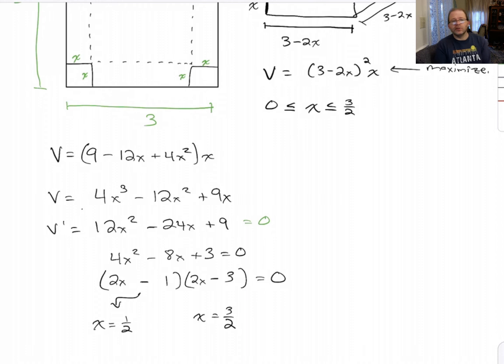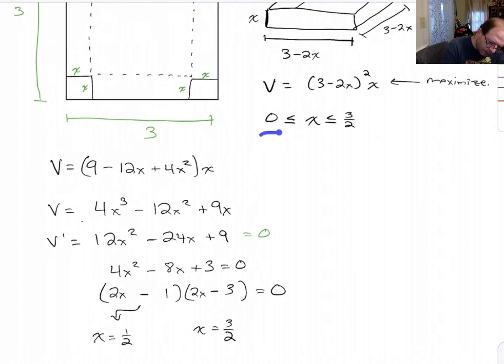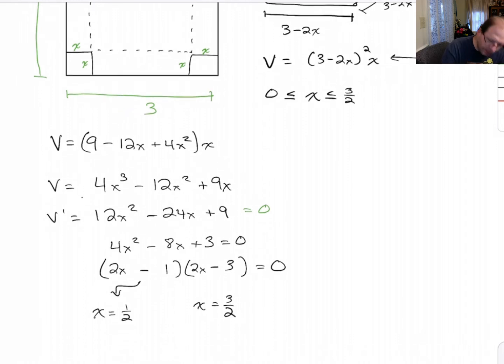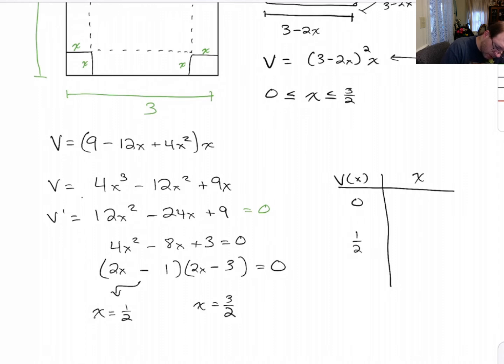So I've got two critical numbers here to look at. And are they both in the interval? Yeah, one of them's right on the end of it, but they're both there. So I'm going to treat this like an absolute max-min problem. Let's look at f, or not f. In this case, we're calling it v. v of x, for the various values of x we've got here. Our endpoint, 1/2, and our other endpoint, which is also a critical number.